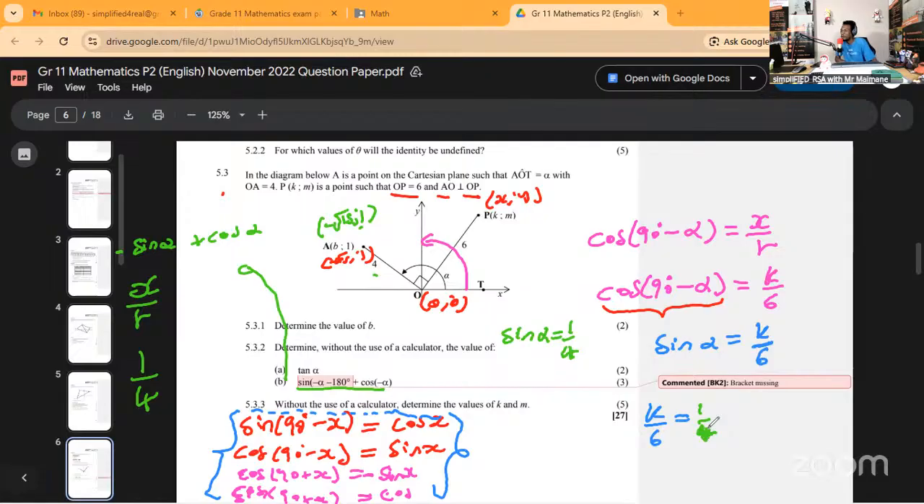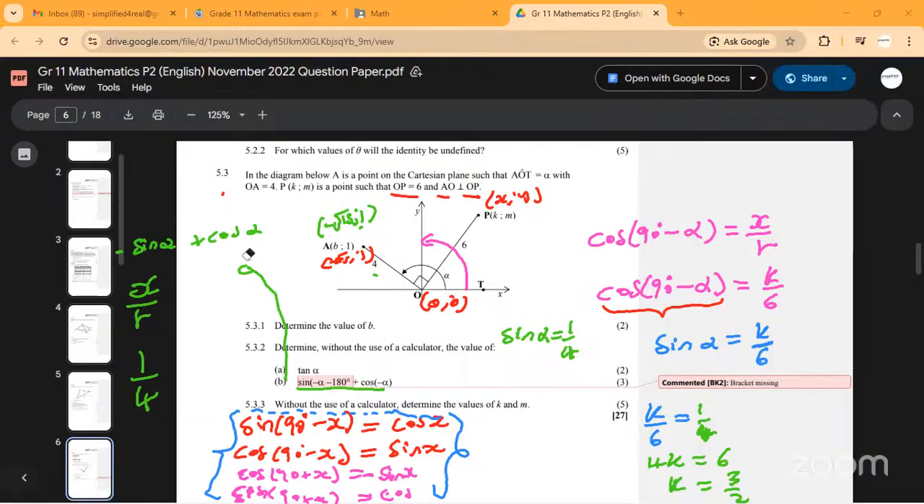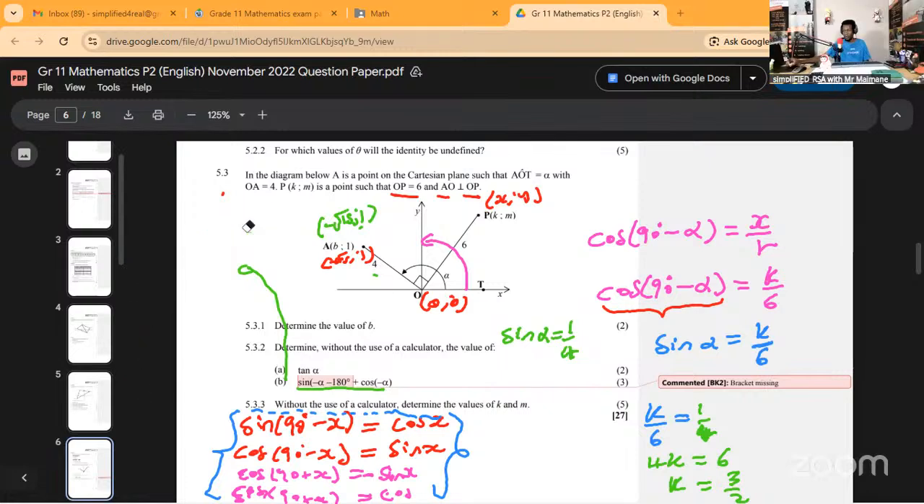By doing that, you already found the whole thing. From here you cross multiply and you'll find that 4k is equal to 6, which makes k equal to 3 over 2. So if k is 3 over 2, to find m, what are you going to do?